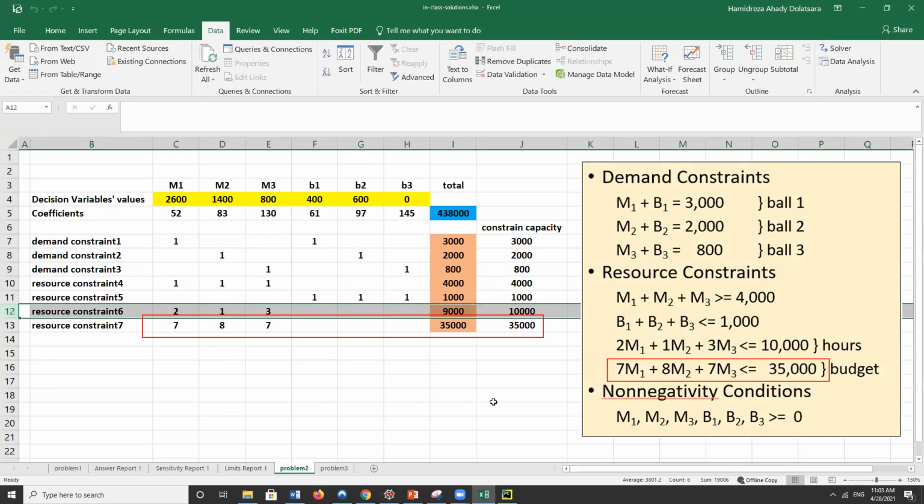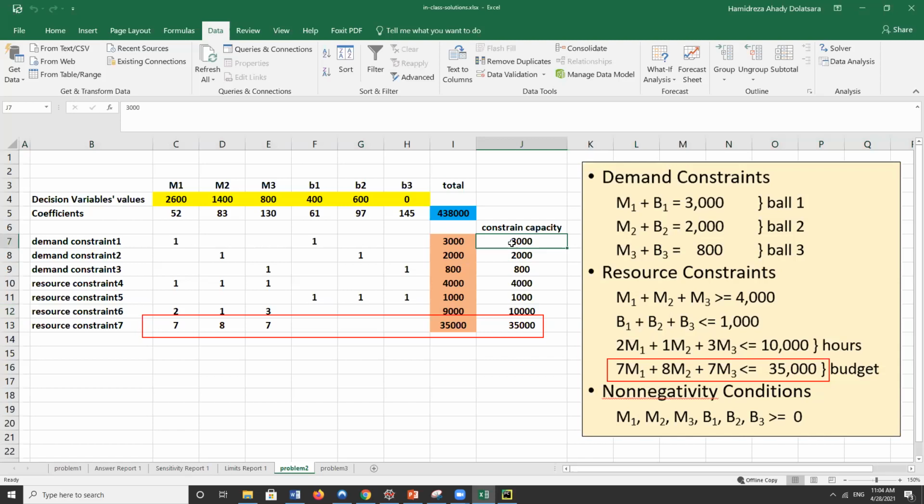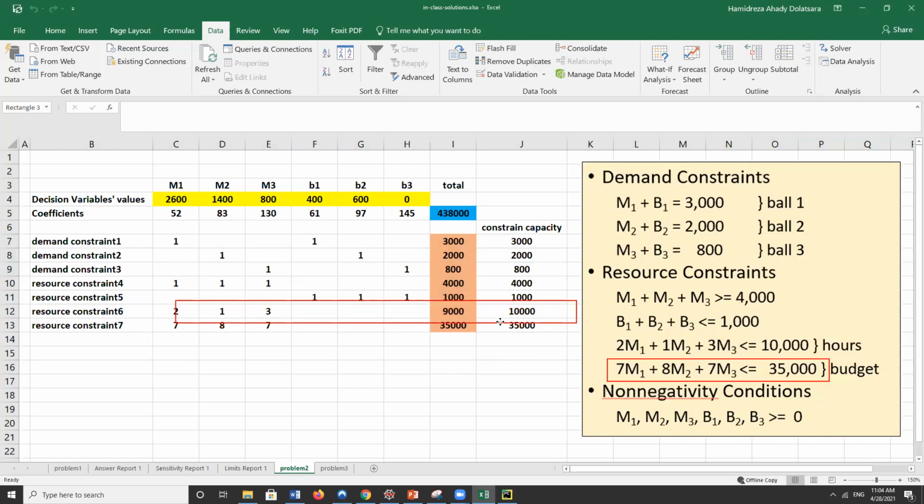As you see, this time all of the constraints are basically contributing to the final answer, except for constraint number 6, or resource constraint 6. We just use 9,000 hours of labor, not all. But look at them. The left and right sides are 3,000, 2,800, 4,000, 1,000, except for this one.